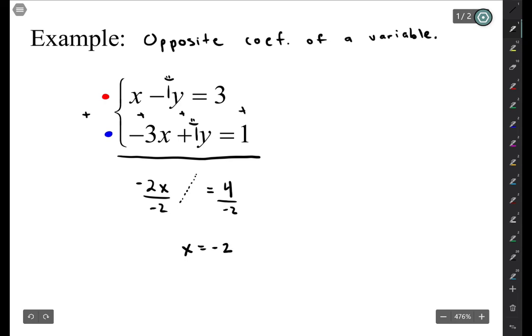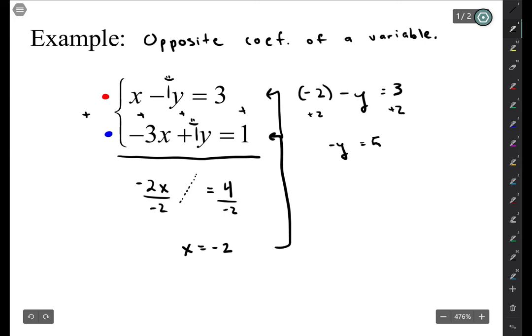With that then, you have to substitute into either equation. You can put it in blue. You can put it in red. Really, your choice. I'm going to put it in the red equation. Negative 2 minus y equals 3. And I'll just add the 2 over. So negative y is 5, which means positive y is negative 5. So negative 2, negative 5. Elimination method for that one there.